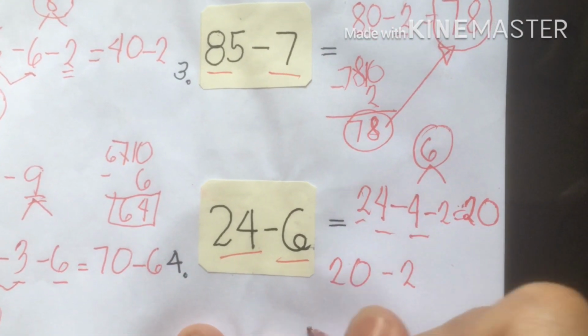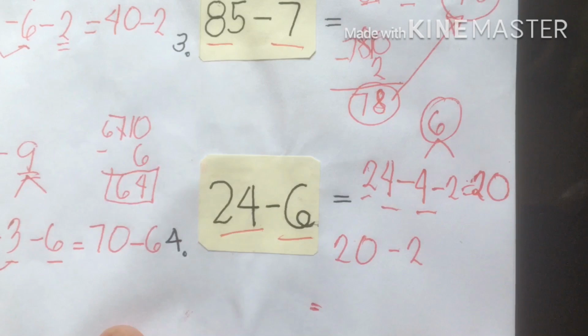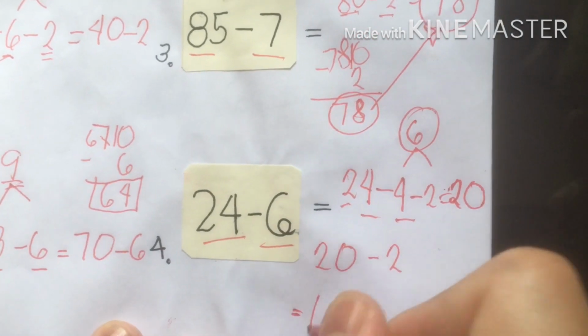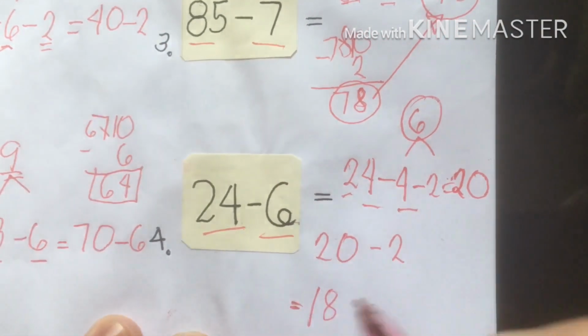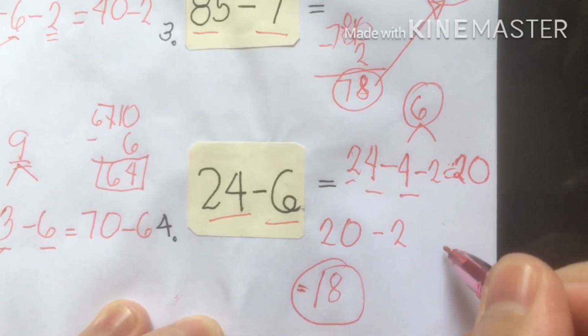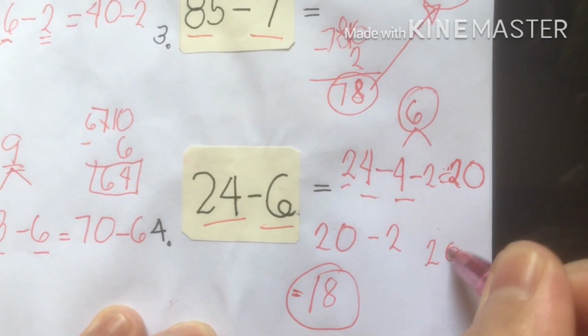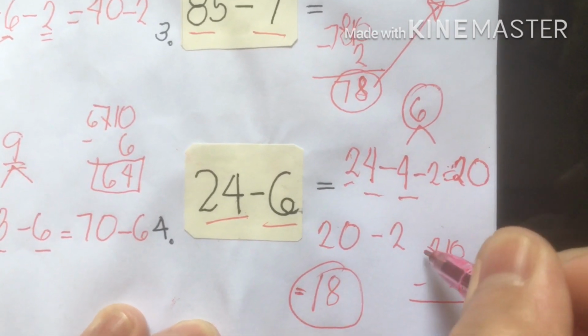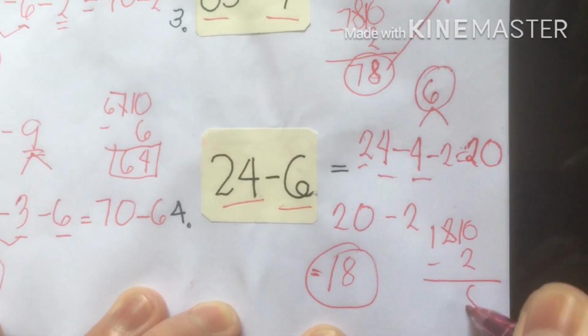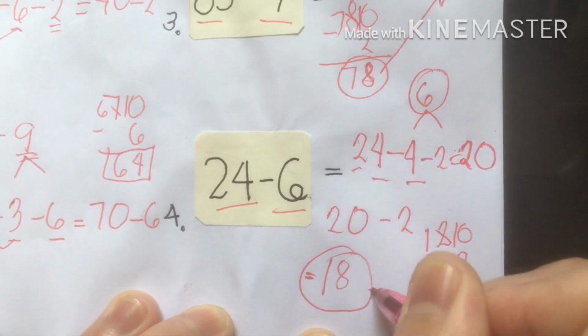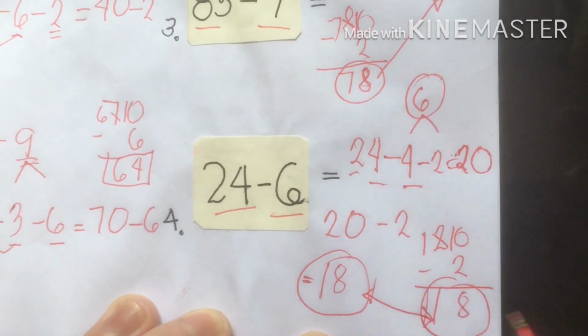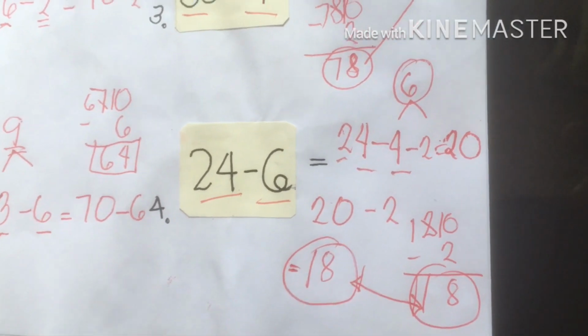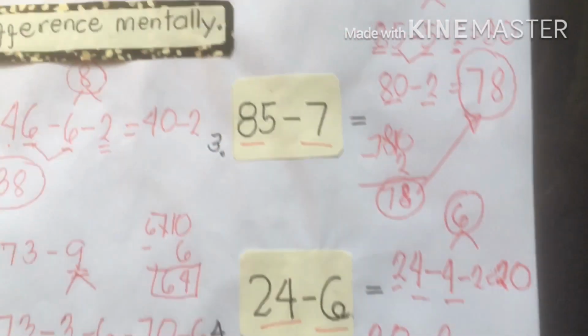Okay, we're going to write here the answer. So we have 18 as our answer. And how? I'm going to show you 20 minus 2. So 0 becomes 10, 2 becomes 1. So we have 8 and 1. And that's the way on how to answer or subtract numbers mentally.